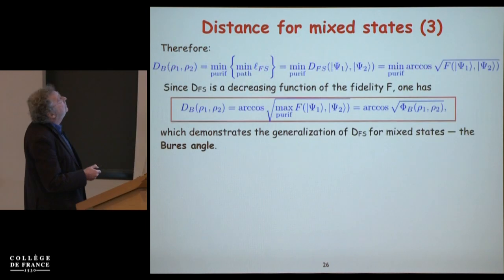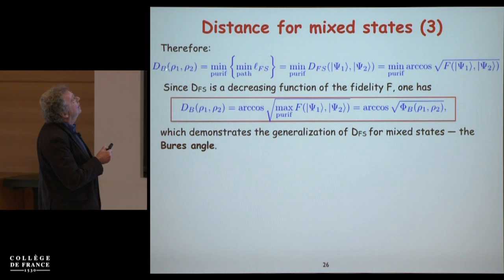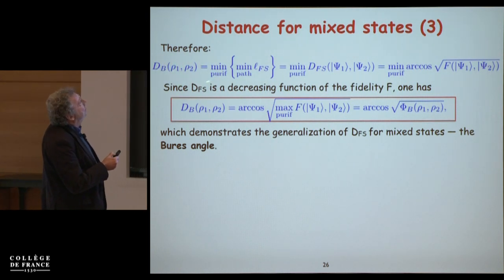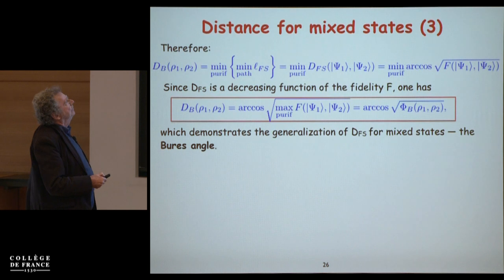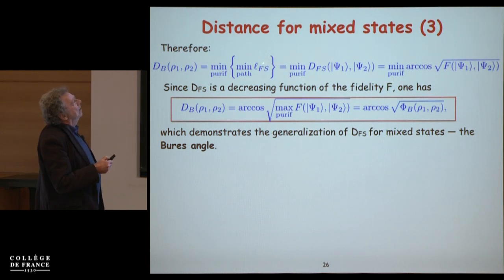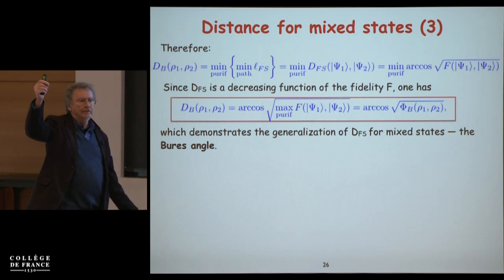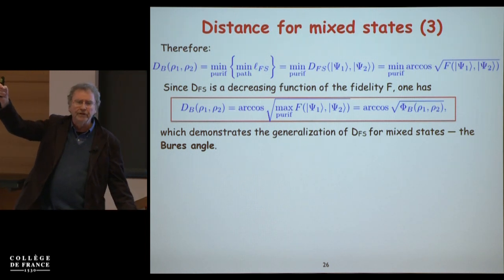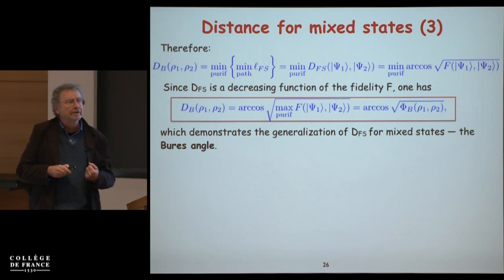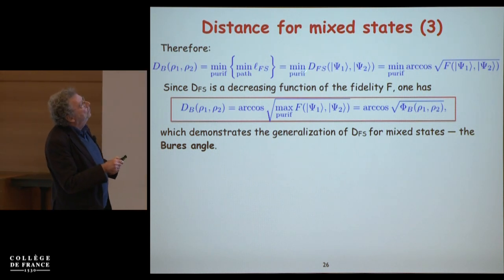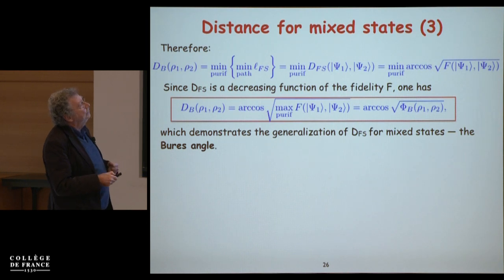So I repeat this in the next slide. Now I have the distance between rho 1 and rho 2 is the minimum over all purifications of the minimum path between these purified states. Now, the minimum path over this purified state is actually the geodesic in this extended space, and that's by definition the Fubini-Study metric. So this is the minimum over all purifications of the distance between these two purifications.